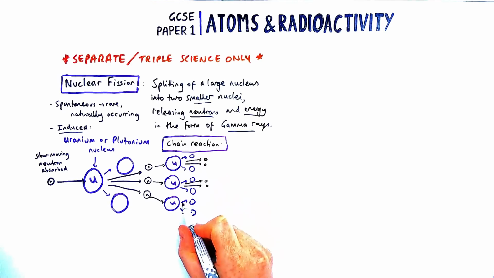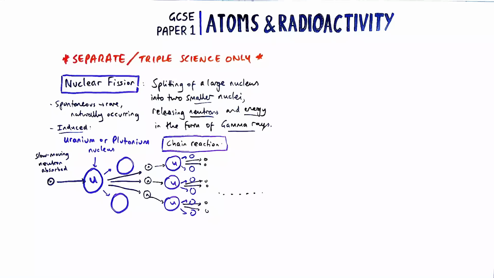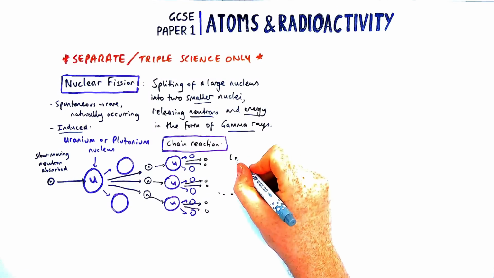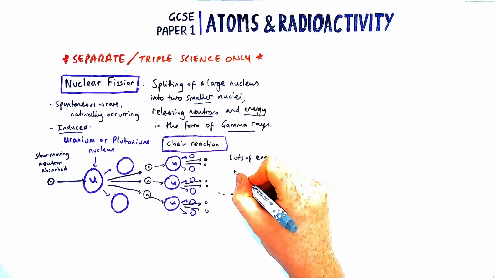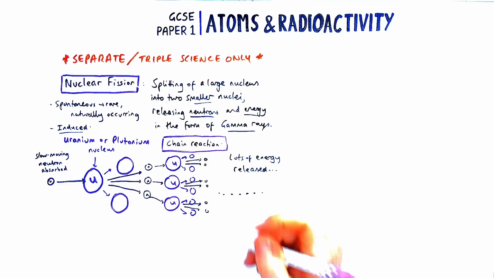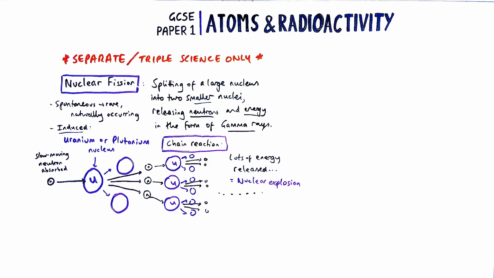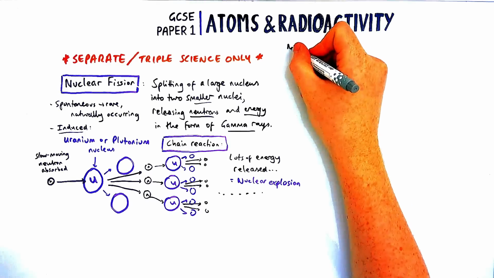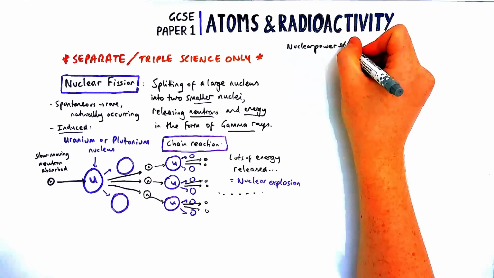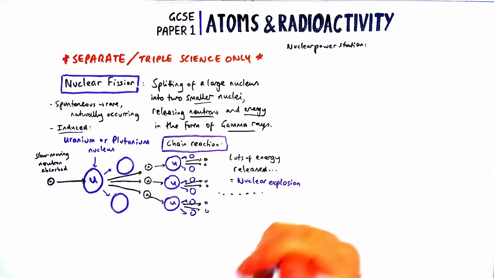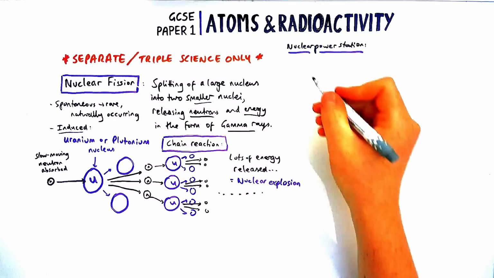So you might have, just from 2 different reactions, 9 neutrons, and you times by 2 or 3 each time. There are lots and lots of energy released, which is what might result in a nuclear bomb or a nuclear explosion. Now, we can harness this in a nuclear power station to use it usefully. We do not want a nuclear bomb. So to be able to do this, we need to have a few different things in our nuclear power station.